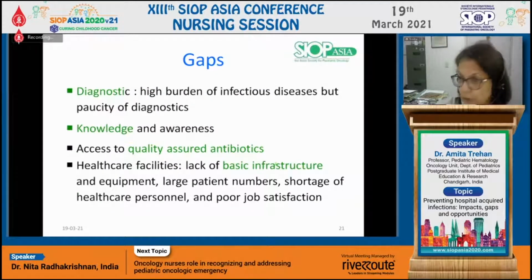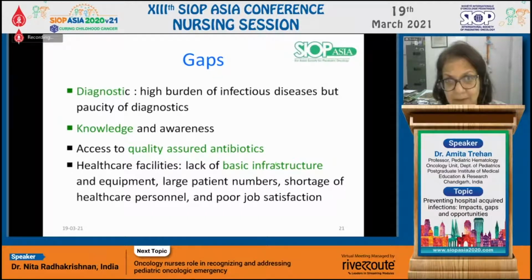So, going on to the other gaps, diagnostic: there's a very high burden of infectious diseases. We are a tropical country, and tropical countries have a higher incidence of infectious diseases. Often, we do not have sufficient diagnosis. We can send a blood culture, we may not get a report. For supportive care, for example for fungal infections, we may not have the wherewithal to do all the other tests to help diagnose infection. There's less knowledge and awareness.